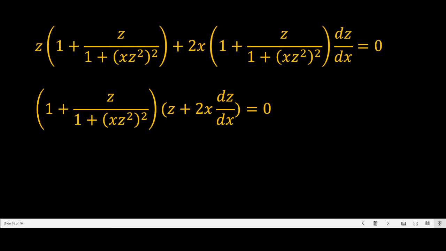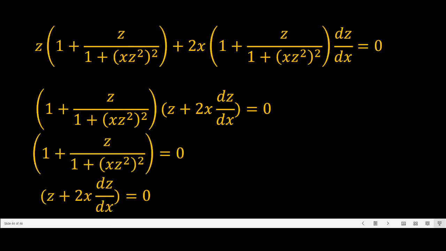Because the left side is equal to 0, and we have the multiplication of two terms, both terms should be 0. But we know that y' or z is positive, so this term cannot be equal to 0. So we need to solve this equation: z plus 2x dz over dx equals 0.